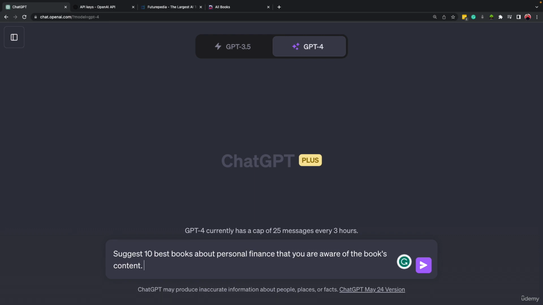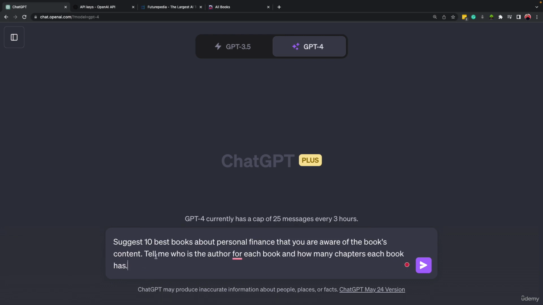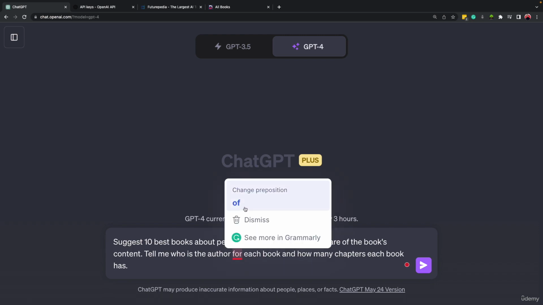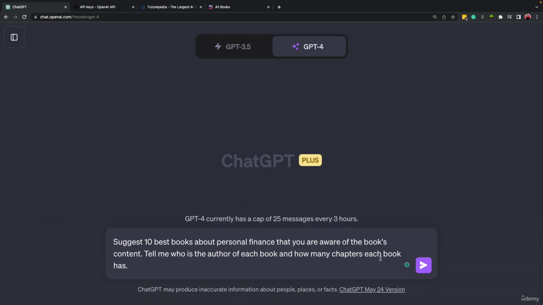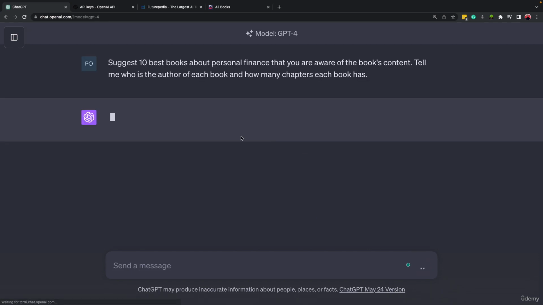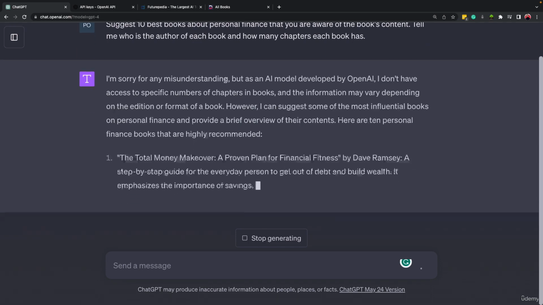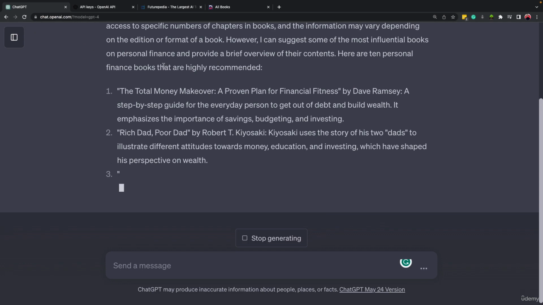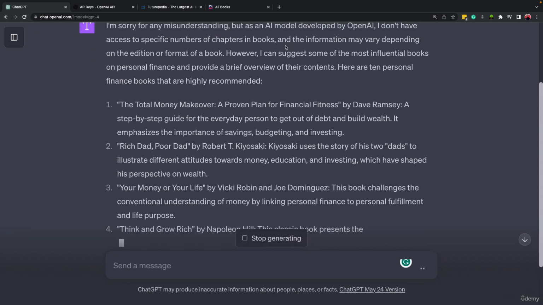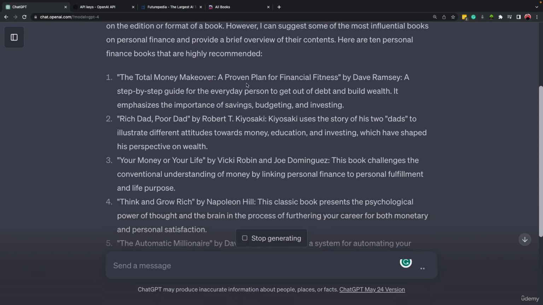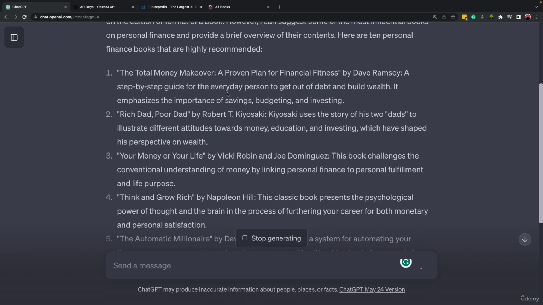So I'm going to come here and continue. On the second line, I mentioned, tell me who is the author of each book and how many chapters each book has. So let's submit this and wait for the response. It usually makes some excuse that, all right, as an AI, I may not have exact information about the book or how many chapters it has. But in some cases, it knows if you push it further.